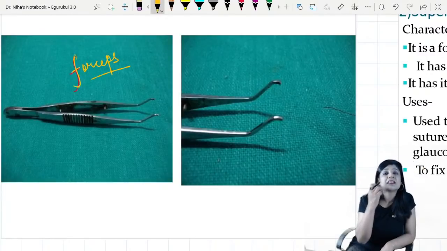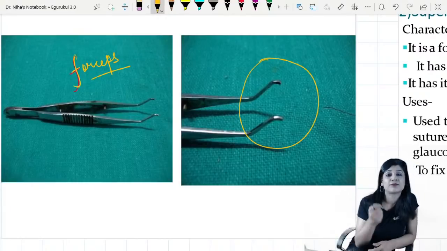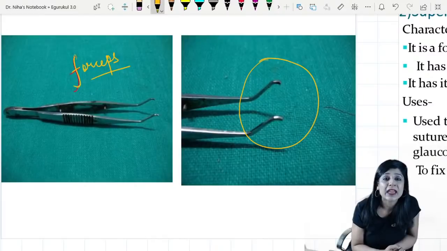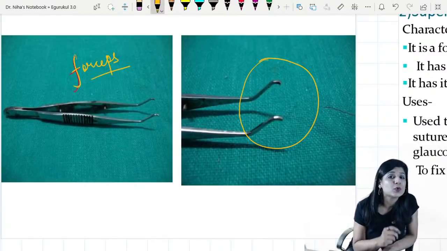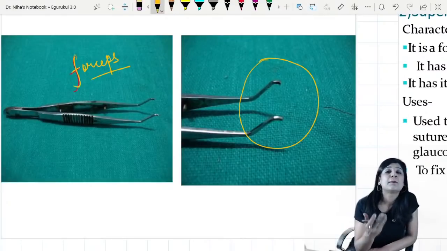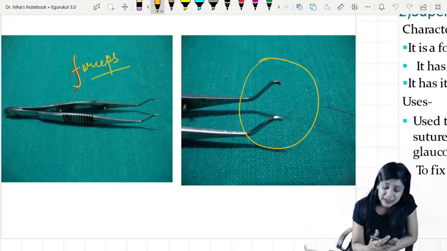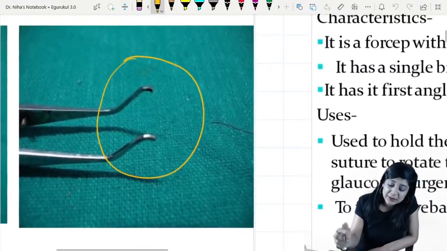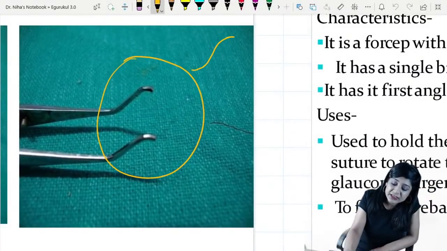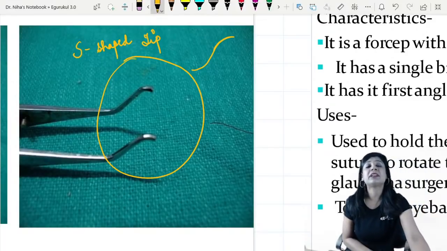Now for giving the name of that forceps, basically you have to see the tip of that forceps. Don't name it by the handle. Don't ever make this mistake. Look at the tip, because handles can be different in different models. But if you want to give a proper answer, then you always have to look at the tip. Now can you see this tip? It is S-shaped. This is an S-shaped tipped forceps.